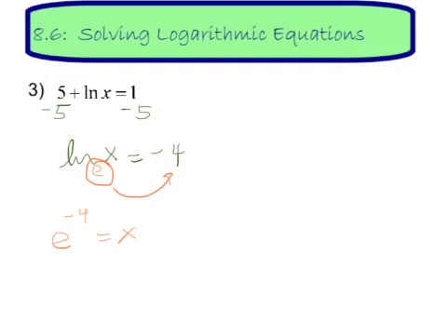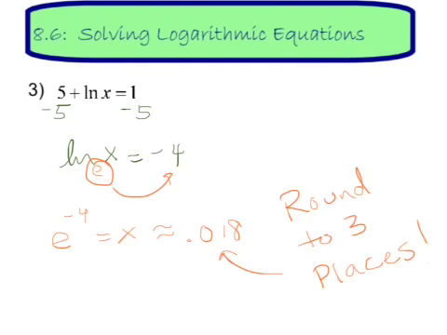And if I plug it into my calculator, I can also get an approximated value of 0.018. And we're always going to round to 3 places. So there's my reminder, round to 3 places.